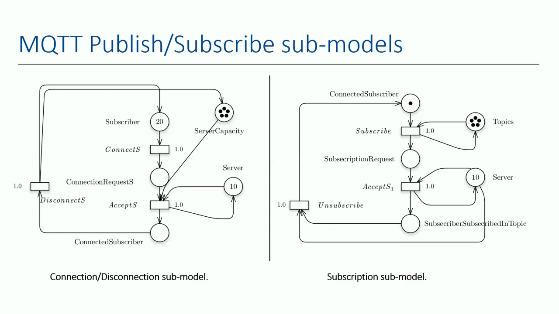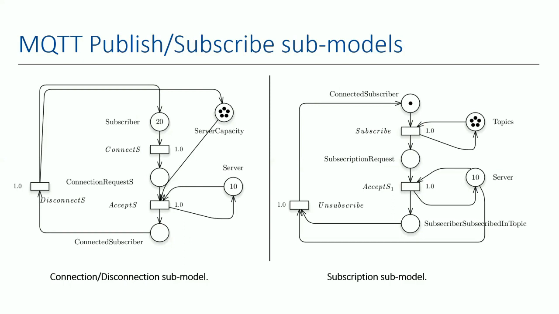Once a client initiates a connection request, the broker, represented by the broker place, checks if the request can be accepted according to its available resources. The acceptance of the connection request is modeled by the accept transition, which takes into account the broker capacity place, modeling the maximum number of clients that can be connected simultaneously to the broker. If the connection request is accepted, the client token moves from the publisher or subscriber place to a new place representing a connected client.